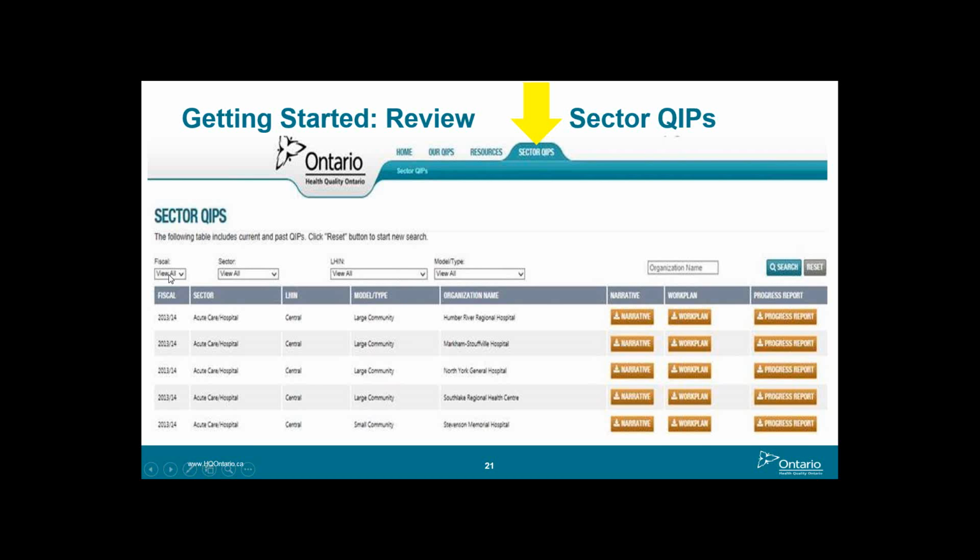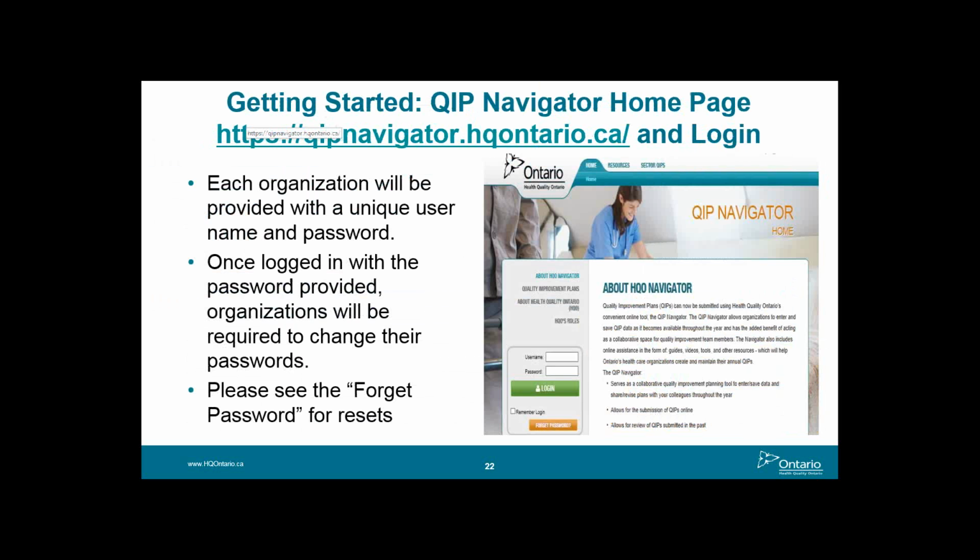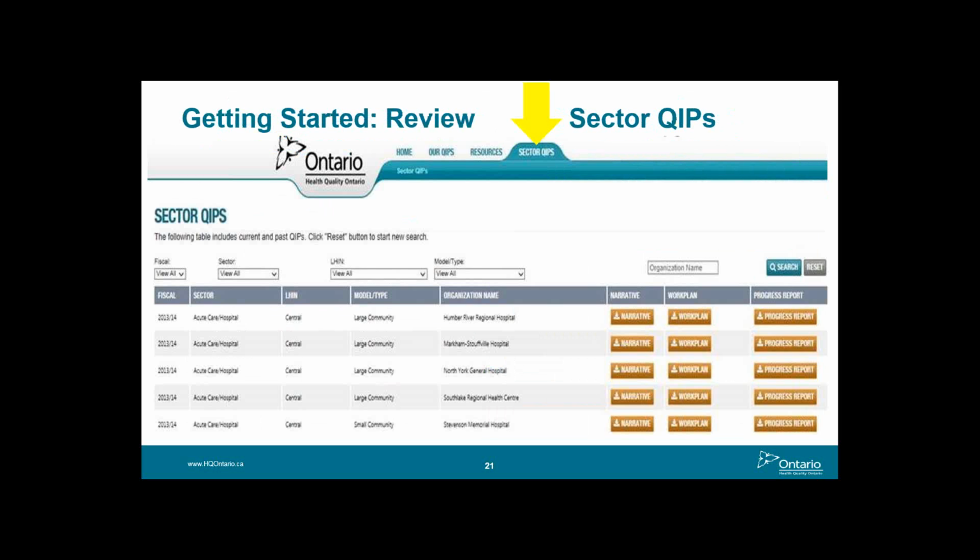So you could leave View All and select your own LIN, and then it will just be those health organizations within your LIN. And then by model or type, so that could be primary care, could be family health team, could be a CHC, whichever you choose, as well as large community hospital, small community hospital, whatever the types are within the various sectors. And this certainly allows you to view the work that's going on in your region.